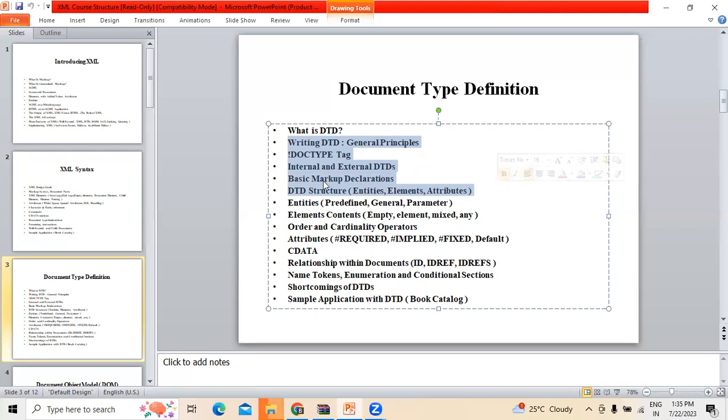Next level is entities: what are the predefined and general parameter entities we have? Next, we will be discussing the elements, like empty elements or mixed ones, all that. Next is attributes in DTD itself. In document type definition, we need to know about attributes like #REQUIRED, #IMPLIED, #FIXED, default, etc. In addition to that, relationships within documentation, like name tokens. Followed by this, the shortcomings of DTDs, and a sample application with DTD is what we will be taking. This is what DTD stands for, which is called document type definition.